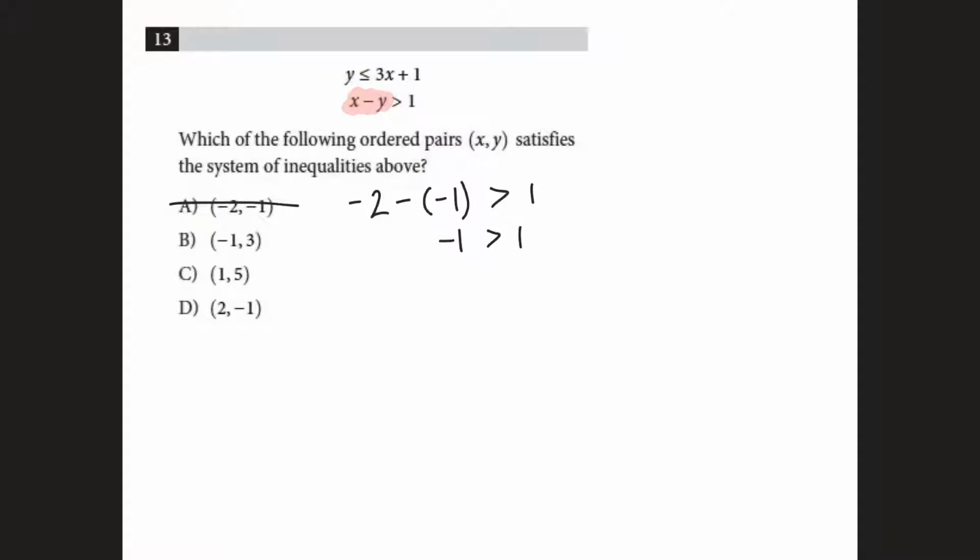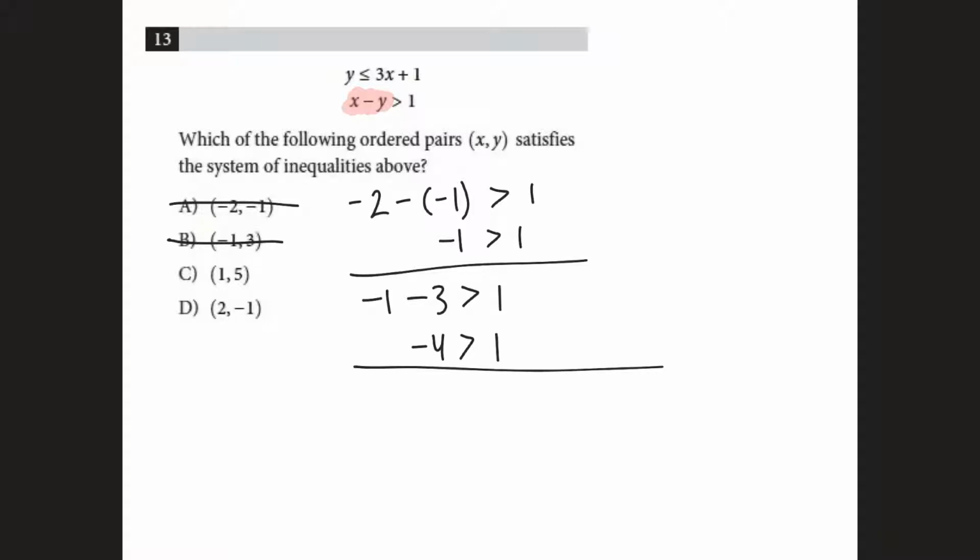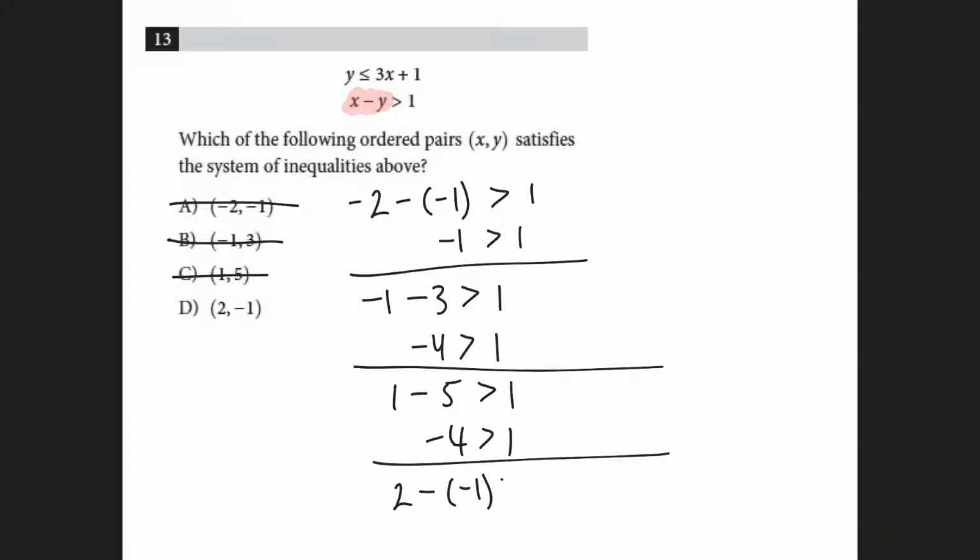The second one, B, that would be -1 minus 3 is greater than 1. Well, that's -4 is greater than 1. That's not true either. Okay. For C, we would have 1 minus 5 is greater than 1. Well, that's -4 is greater than 1. That's not true either. Okay, and then for the last one, we'll have 2 minus -1 is greater than 1. Yeah, 2 minus -1, that's 3. That's greater than 1. So D would be the solution.